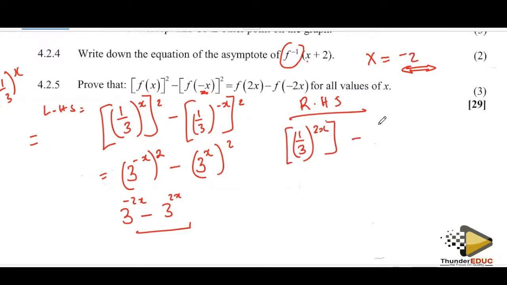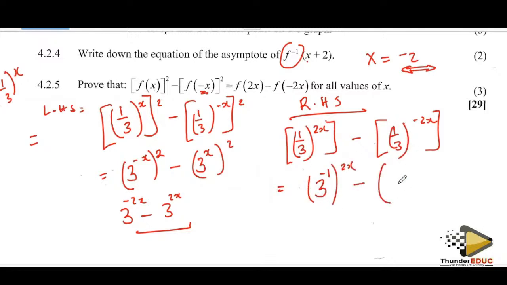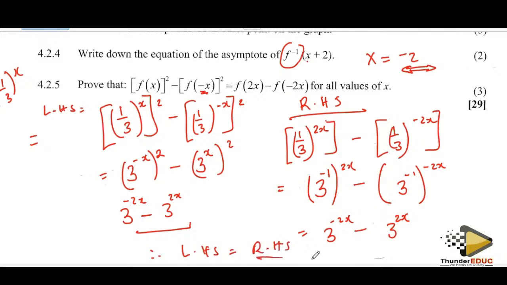Okay. I'm subtracting. Where there is x, I'm going to replace with negative 2x. So 1 over 3, the negative 2x. And I open this up, I'm getting negative 1 to the 2x minus, that is 3 to the negative 1 also, that's the negative 2x. When I open that, I'm having negative 2x on top, minus negative and negative. It's going to give me a positive 2x. So we see that this is that, this and that. And to a conclusion. Therefore, left-hand side is the same as the right-hand side.